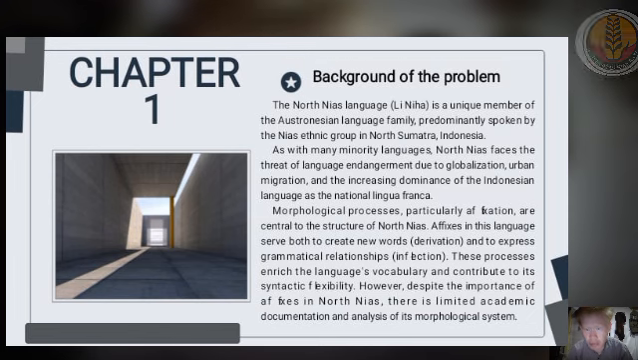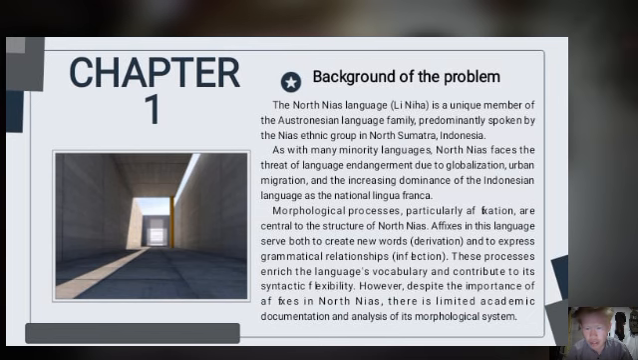As with many minority languages, North Nias faces the threat of language endangerment due to globalization, urban migration, and the increasing dominance of the Indonesian language as the national lingua franca.